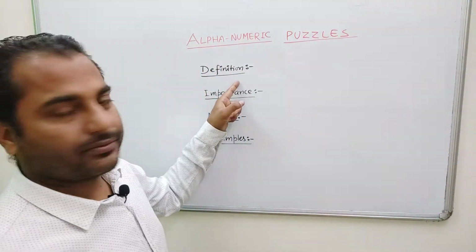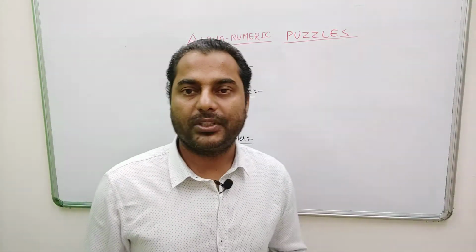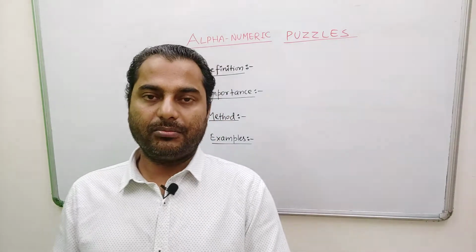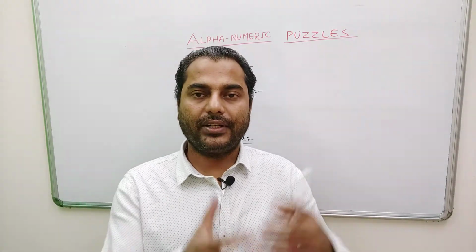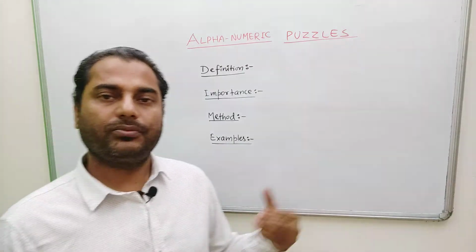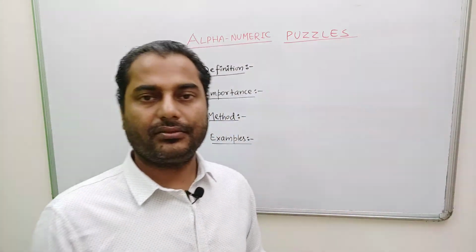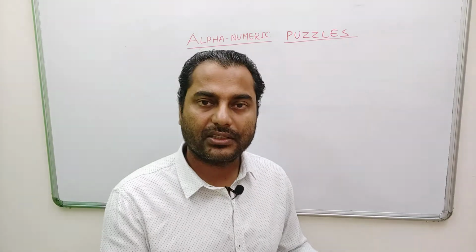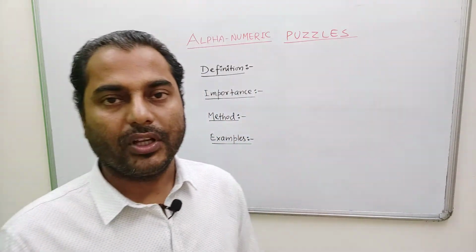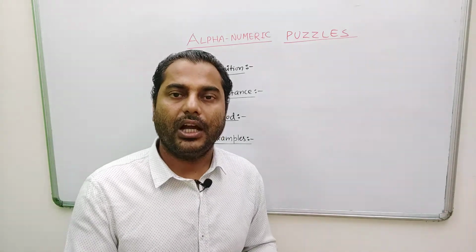So what is the definition of alphanumeric puzzles? As you can see, it is a combination of alphabets and numbers. Alphabets and numbers given in the form of a question, and then there will be some mathematical operations to be performed on it. It can be addition, subtraction, multiplication, or in some cases I have also seen questions on divisions, right? So it can have any mathematical operations having alphabets.